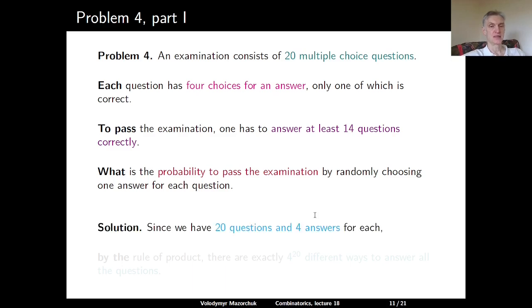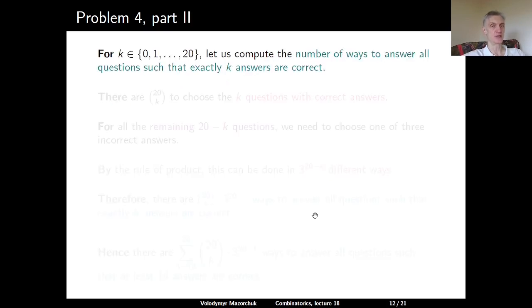Solution. Since we have 20 questions and 4 answers for each question, by the rule of product there are exactly 4 to the power 20 different ways to answer all the questions. For any k between 0 and 20, let us compute the number of ways to answer all questions such that exactly k answers are correct.